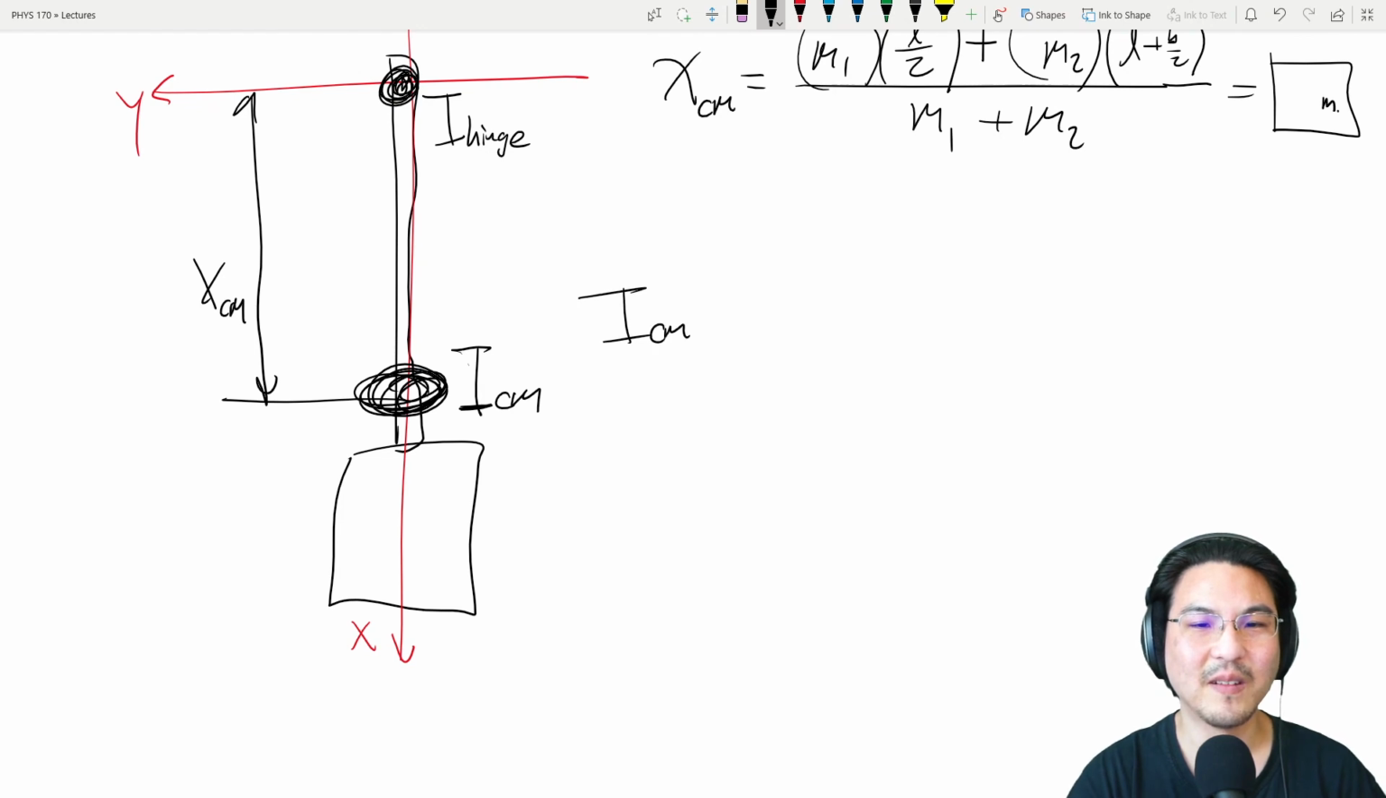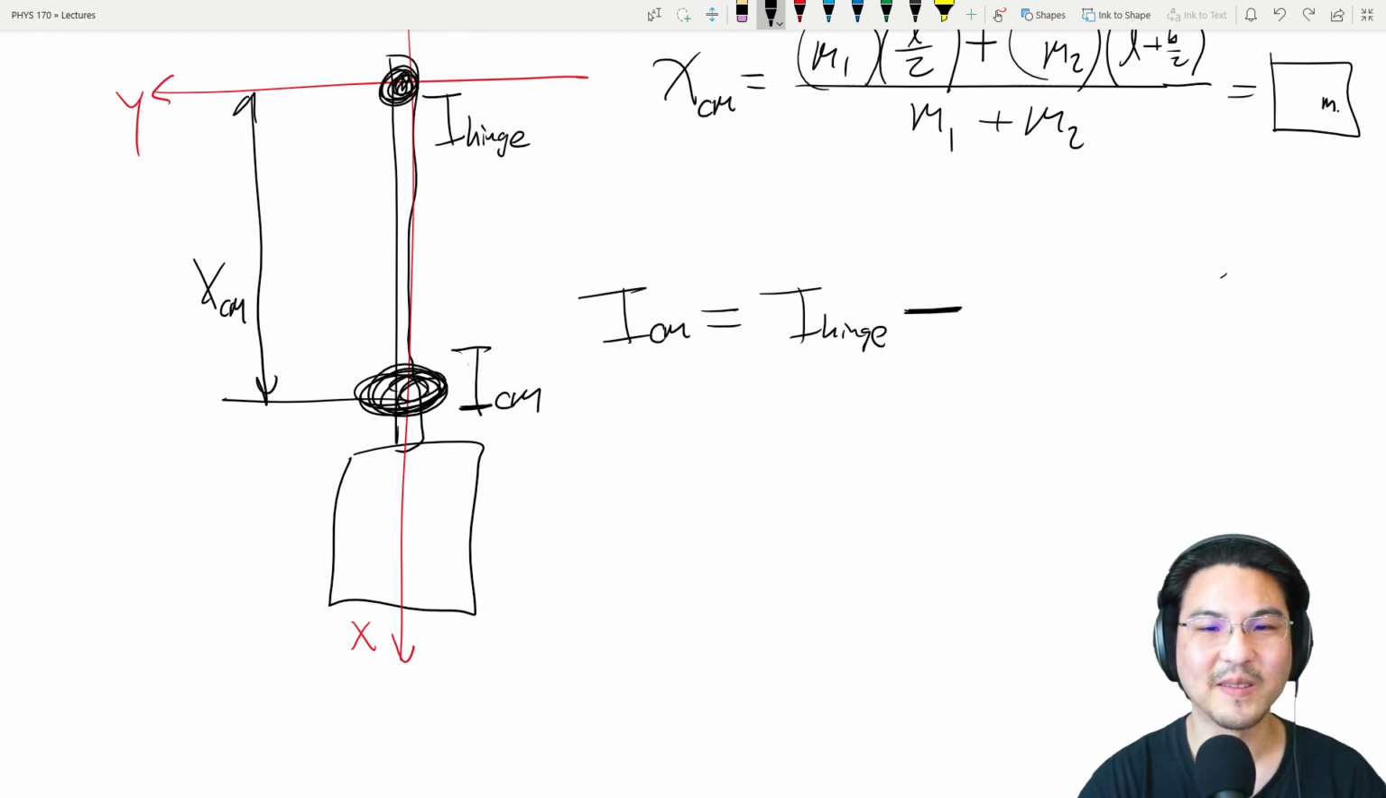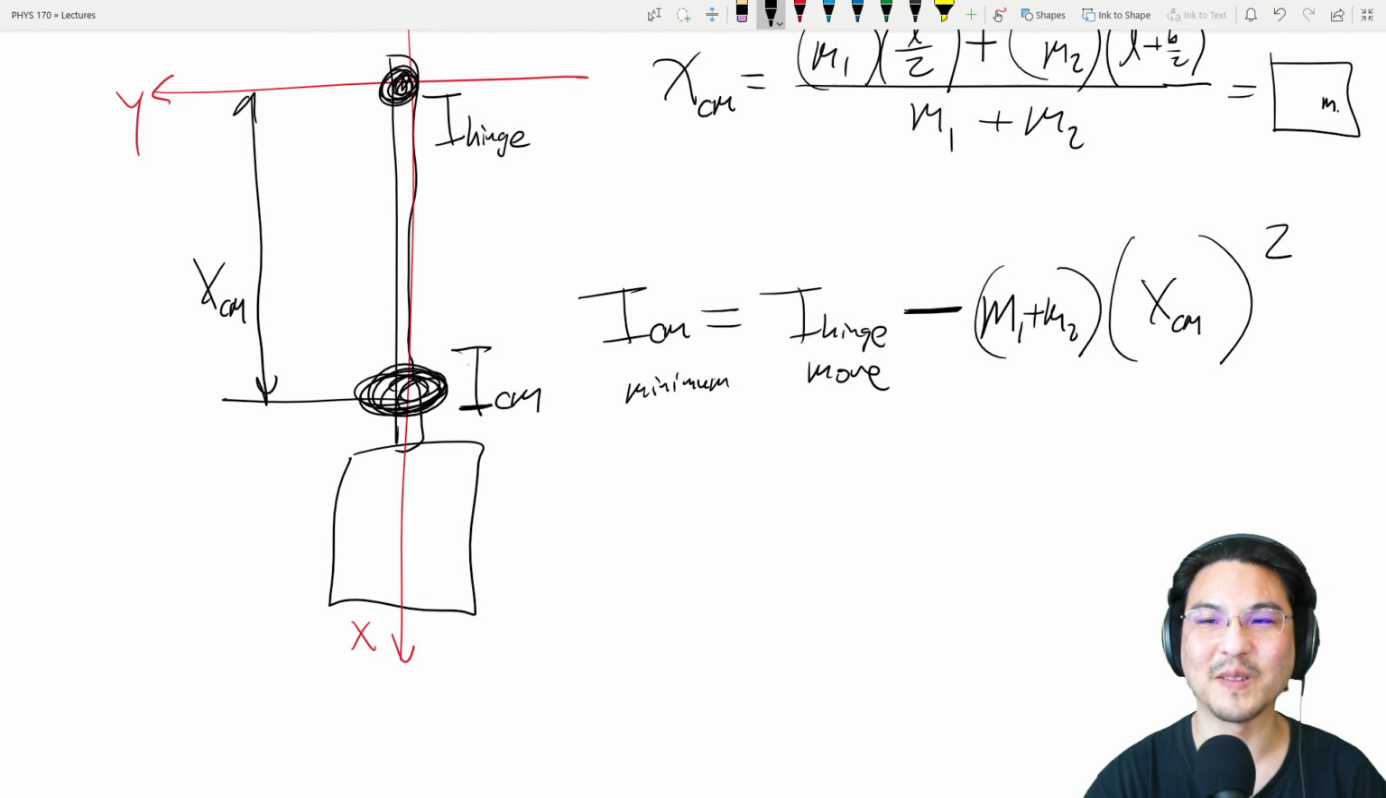Okay, so this one would be minus something, right? Because this is less. This is actually a minimum. And this one is more. So then we have to subtract how much? The mass of the pendulum, so there's a total mass of the pendulum, times the distance between the two parallel axes squared. So what's the distance between these two? The location of the center mass, which we just found right here.